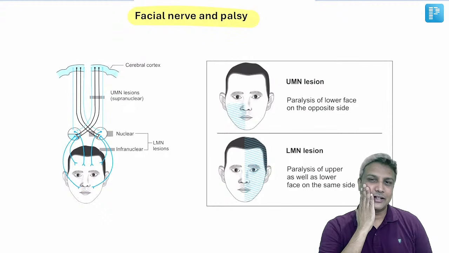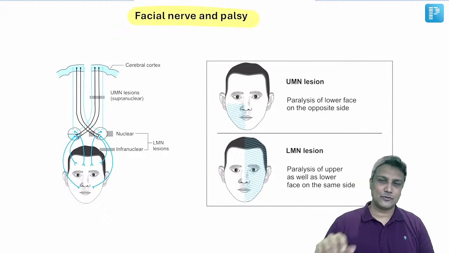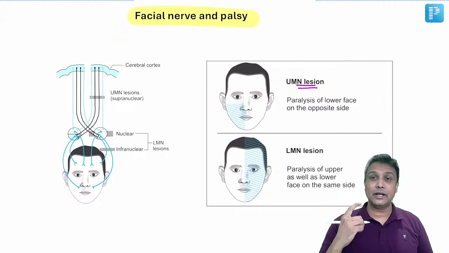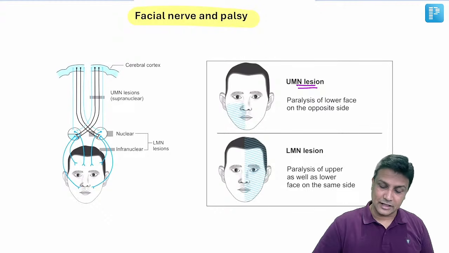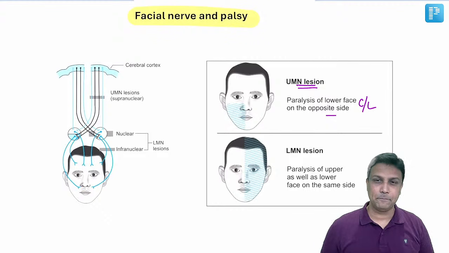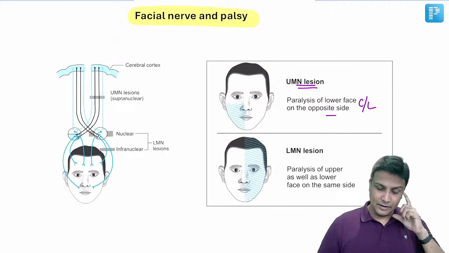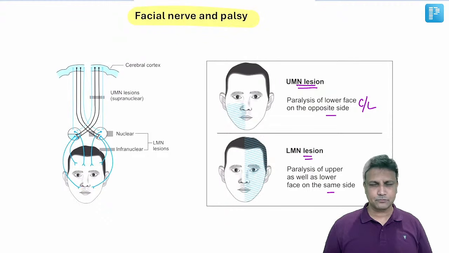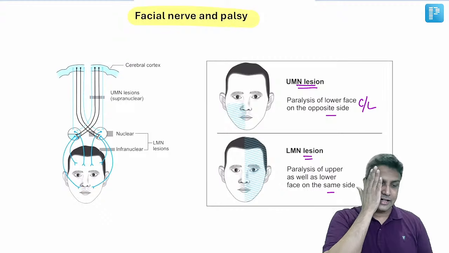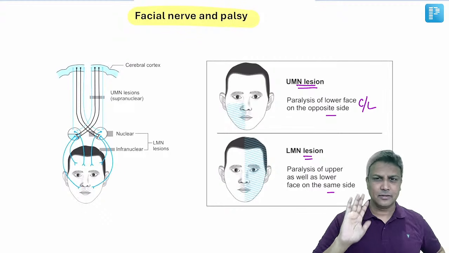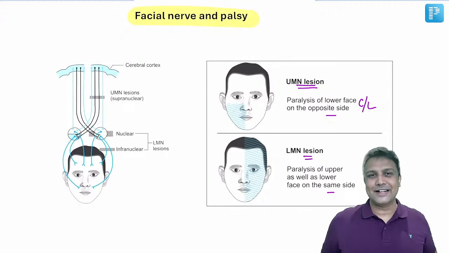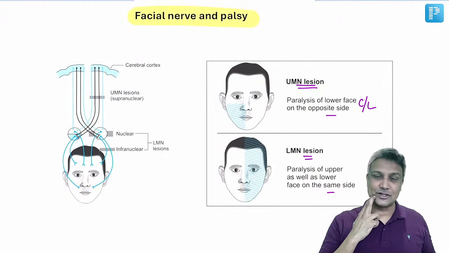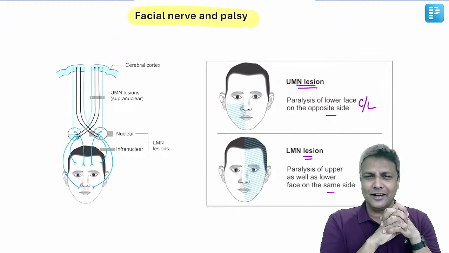If only the lower half of the face is paralyzed here, remember that is due to which one? UMN lesion. Upper motor neuron lesion. There will be paralysis of only the lower half of the face, that too on the contralateral side. And if there is LMN lesion here, then what is going to happen? Complete half of the face will be paralyzed here, both the upper half and lower half. Now in the class, it looks very, very easy, my dear friends, that upper half of the face is gone, lower half of the face is gone, or complete half of the face is gone. That looks very much easier.